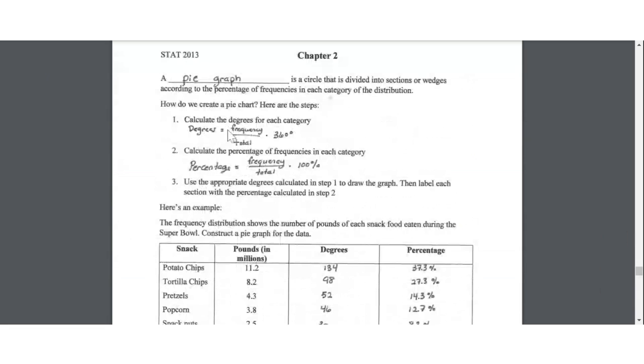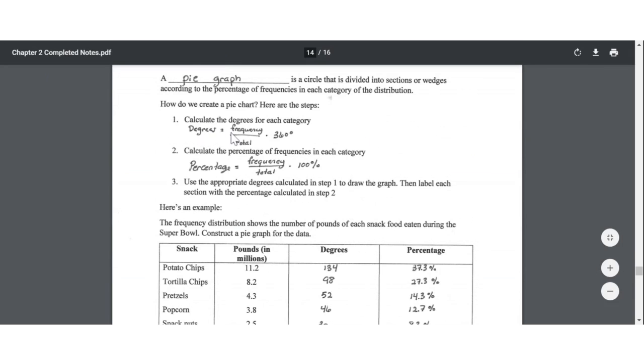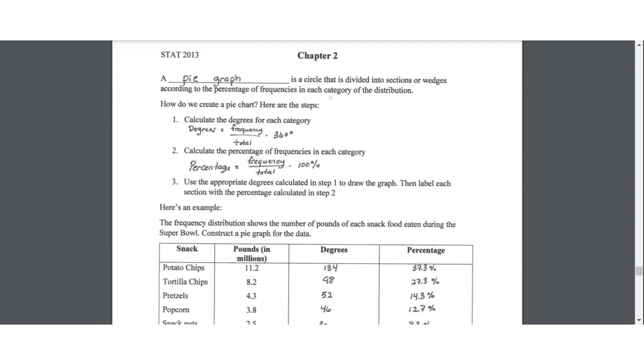So number one, we want to calculate the degrees for each category. That's how many degrees of the pie chart that certain category will take up. The degrees is equal to the frequency of that certain class or category over the total frequency. That'll give us a percentage, the relative frequency of that category, times 360 degrees. And that'll give us the degrees of that certain category.